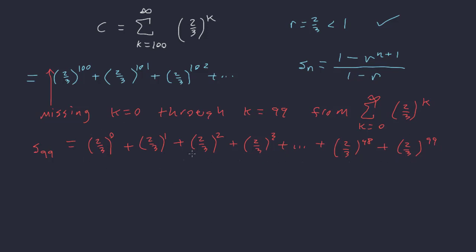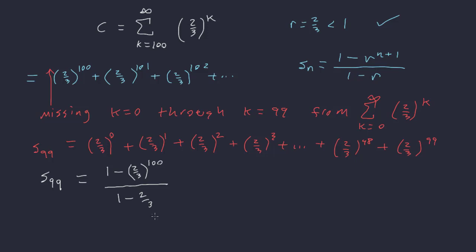Thankfully, we don't have to, though, because we have this nice little formula here that tells us that S99 will actually be 1 minus 2/3, so keep in mind this is n plus 1, so this will be 1 minus 2/3 to the 100 all over 1 minus 2/3. All right, now this isn't pretty. However, it's way better than trying to calculate all this by hand.